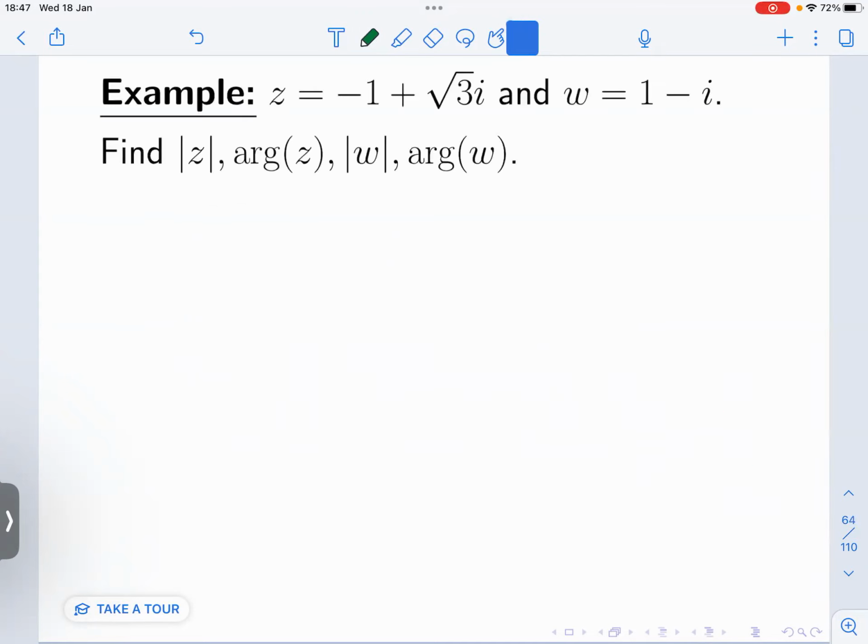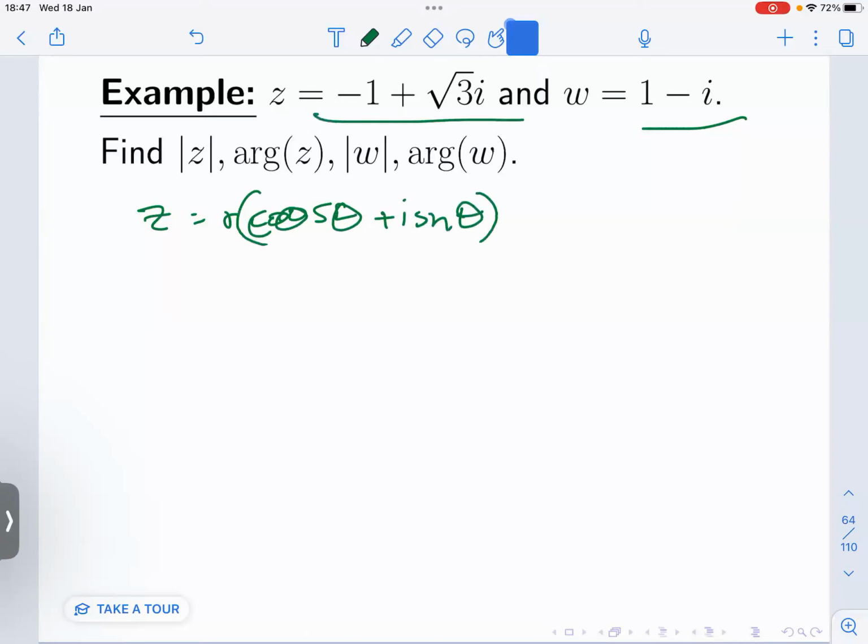Right, so we'll look at an example. We have z equals minus 1 plus square root 3 i, and then there's w, which is 1 minus i. They want us to convert these two complex numbers from rectangular form to polar form. Again, the general expression is r cos theta plus i sine theta.